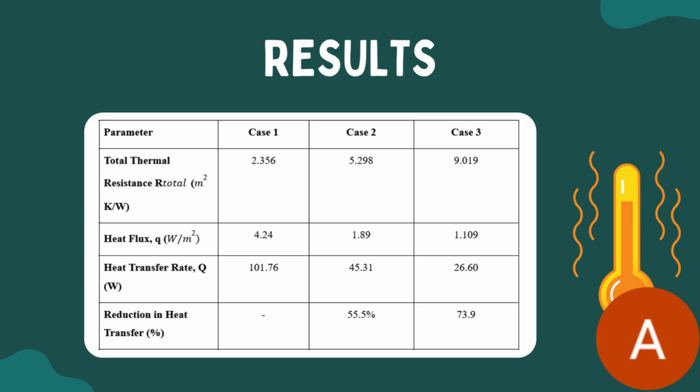Case 3 gives the best performance because it combines two air gaps with a rock wool layer. This provides the highest thermal resistance of 9.019, resulting in the lowest heat transfer rate of 26.60 watt. Overall, higher thermal resistance means less heat can pass through the wall, making case 3 the most energy efficient design.